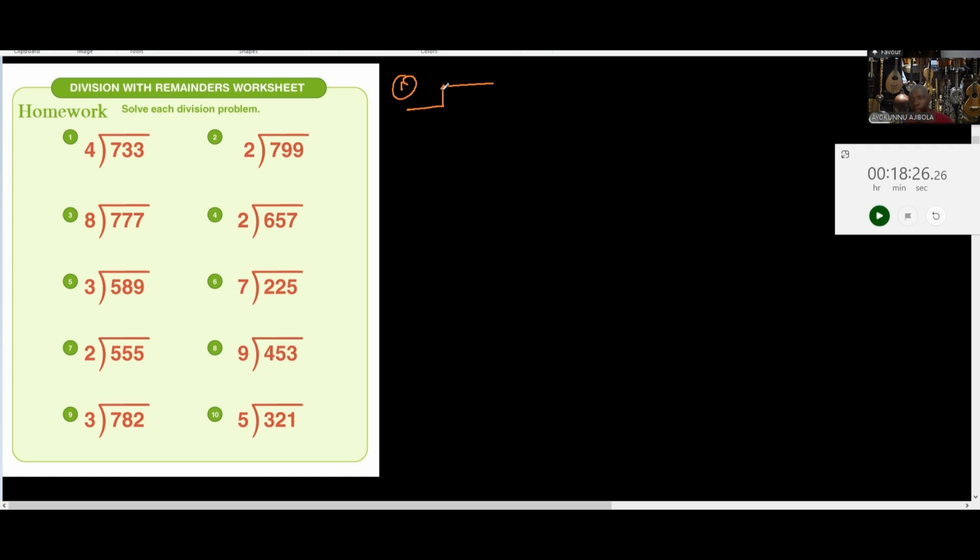So make your ruling. That's 733 divided by 4. You firstly say 4 in 7 is how many? Israel, tell me. 1. You write it. Then 1 times 4 is what? 4. Then you subtract 7 minus 4. That's 3.